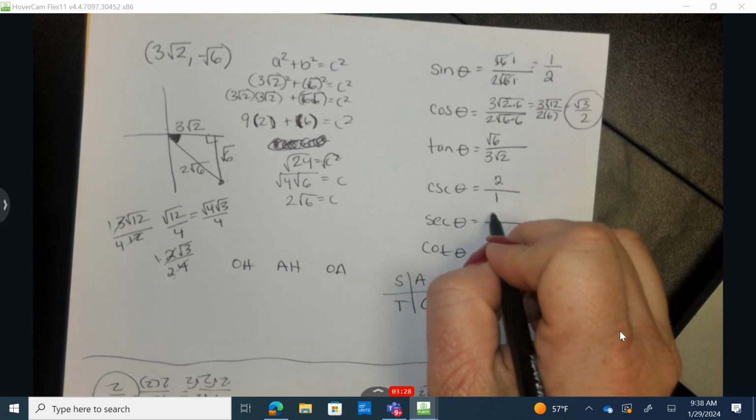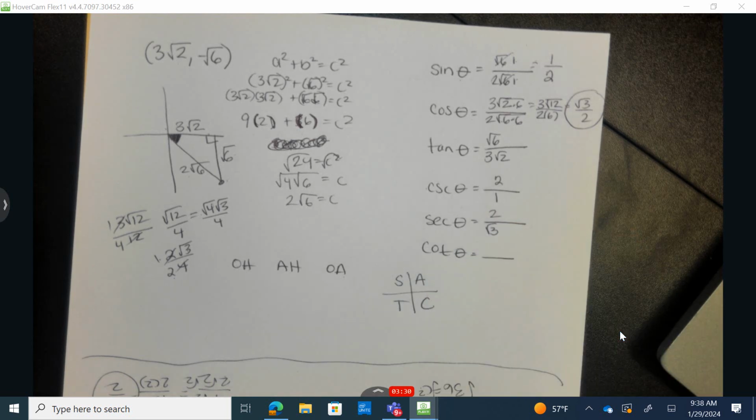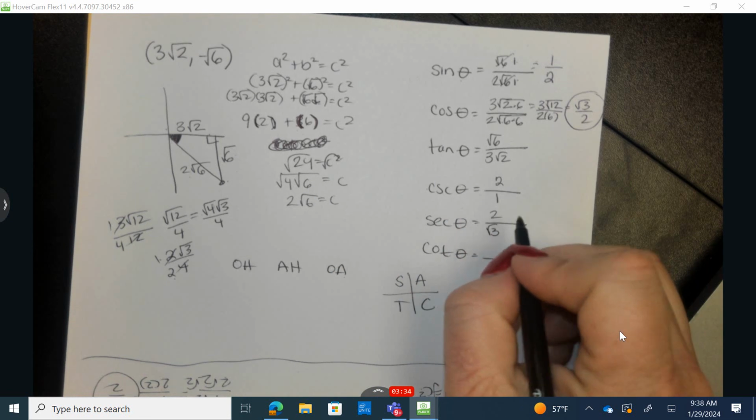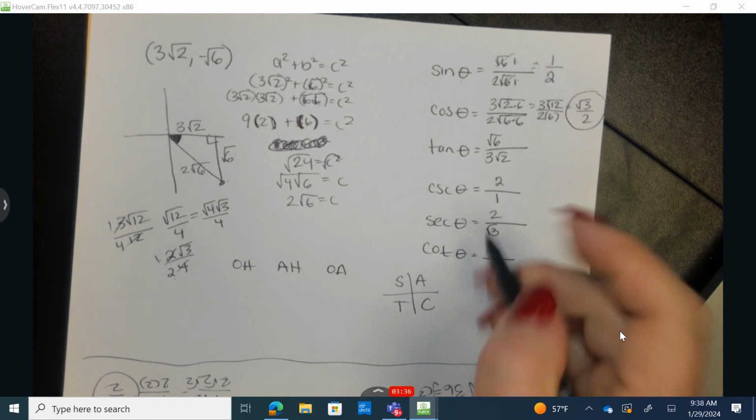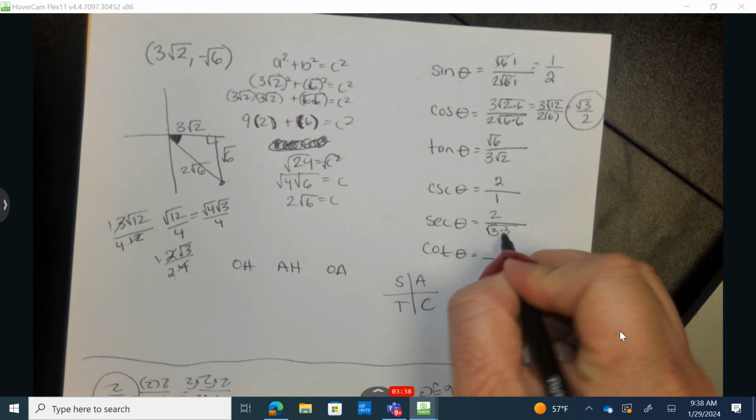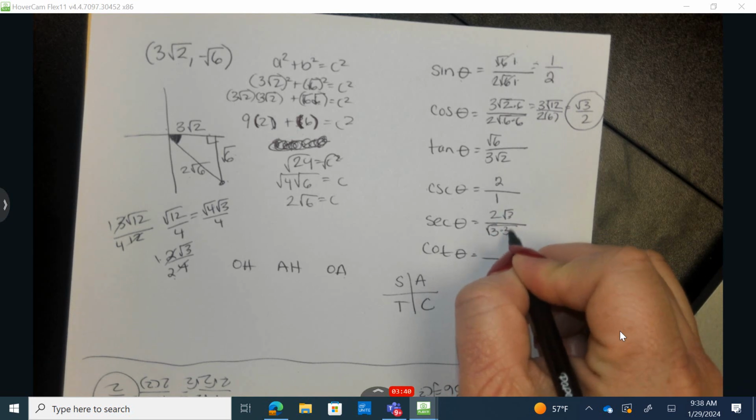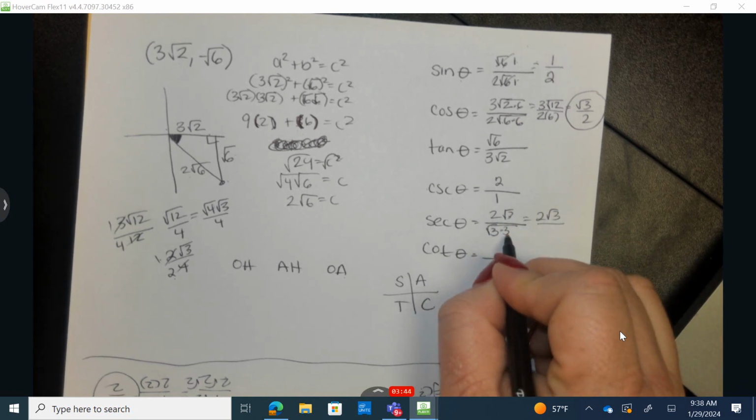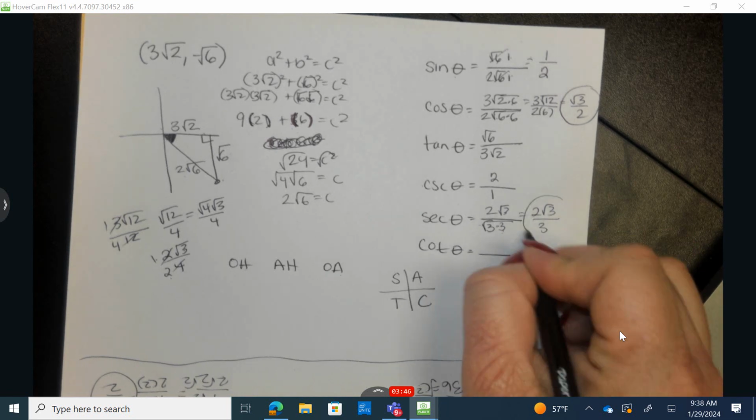Let's flip this around to have 2 over the square root of 3, because cosine and secant are reciprocals of one another. Now, although this is correct mathematically, it's not proper, so I'm going to multiply by the square root of 3 on the top and the bottom to get 2 radical 3 over, well, 3 times 3 is 9, and the square root of 9 is 3.